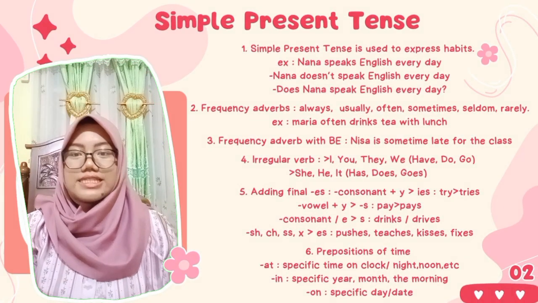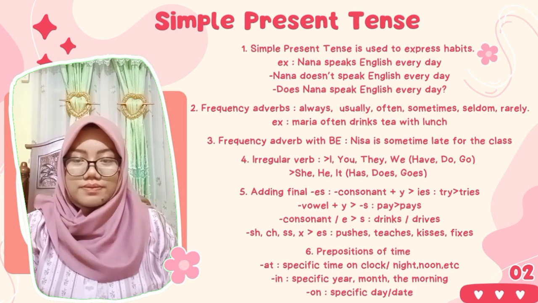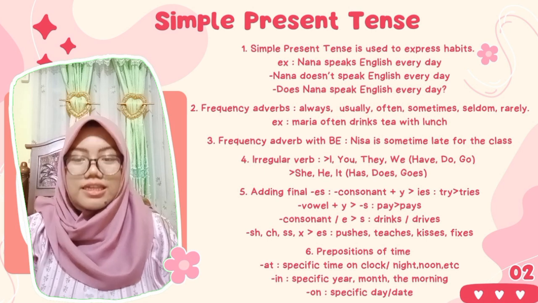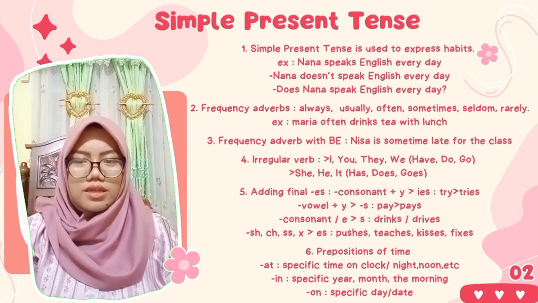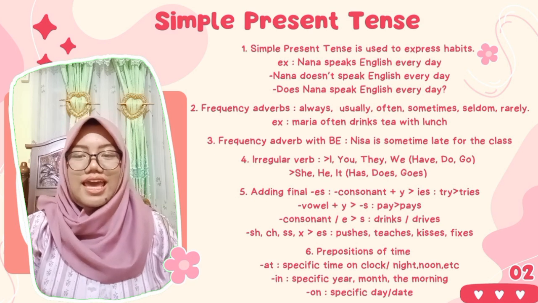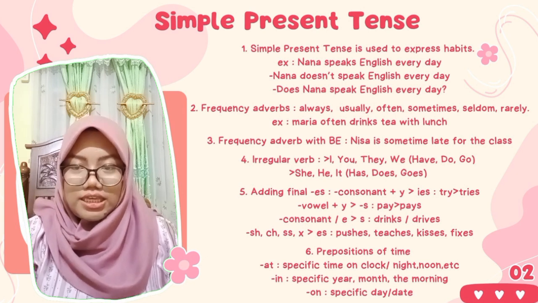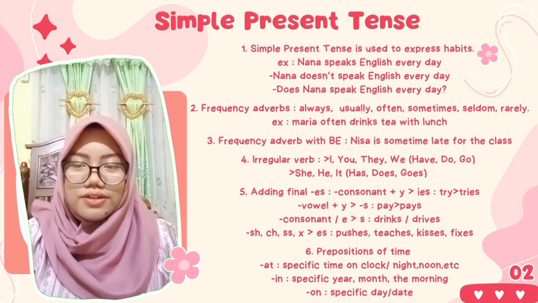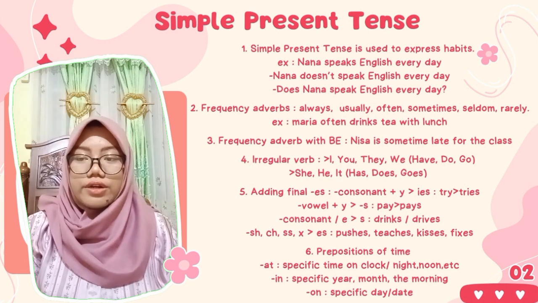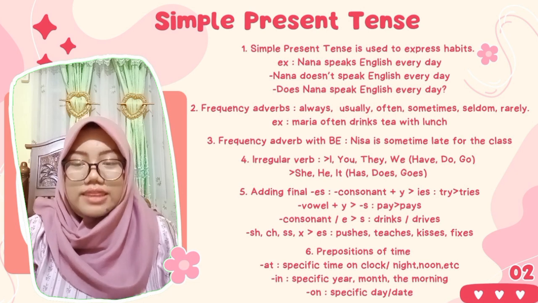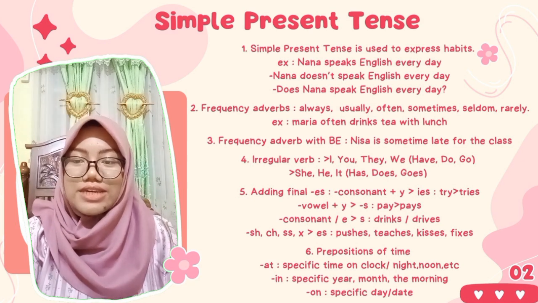The second chapter is about simple present tense. Simple present tense is used to express habit. For example, Nana speaks English every day. Negative form, Nana doesn't speak English every day. Interrogative form, does Nana speak English every day? And in the present tense, we use frequency adverbs like always for 7 days in a week, usually 6 days in a week, often 5 days in a week, sometimes 4 days in a week, seldom 3 days in a week, rarely just 1 or 2 days in a week, and never. That's never happened. Or maybe the sentence example is like Maria often drinks tea with lunch.